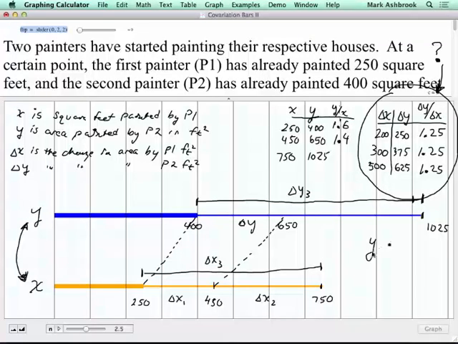How is y changing with respect to x? How is painter 1 painting relative to painter 2? No, how is painter 2 painting relative to painter 1? 1.25 as much as, or 1.2 times as fast. That's what the constant rate of change means. It means how fast y is changing with respect to x. Y is changing 1.2 times as fast as x.